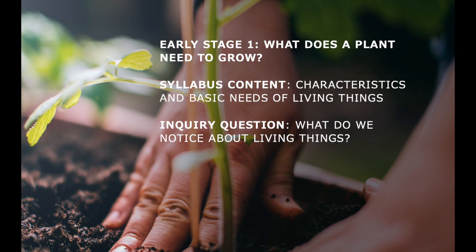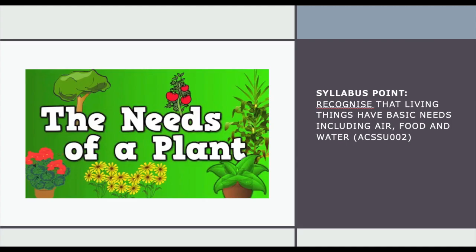This is an early stage 1 experiment. Here we're looking at what does a plant need to grow. Our syllabus content is reviewing the characteristics and basic needs of living things, and our inquiry question is what do we notice about living things? It's important that we recognize that living things have basic needs, including air, food, and water.